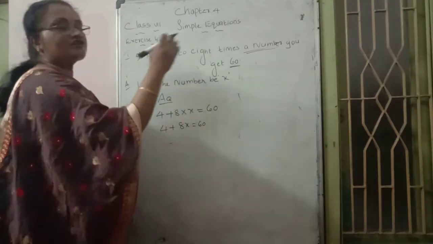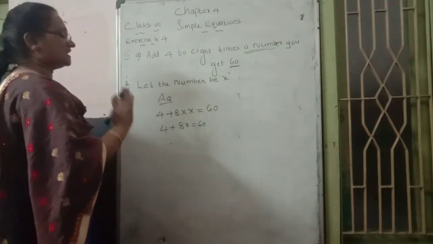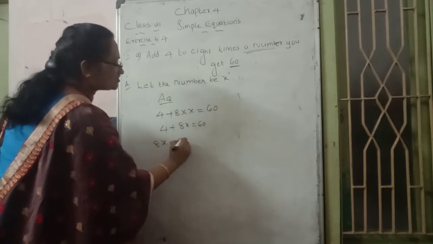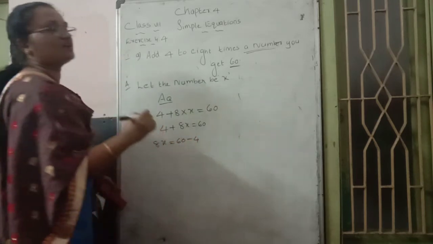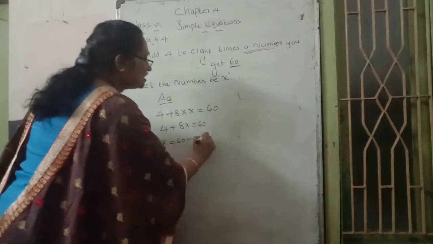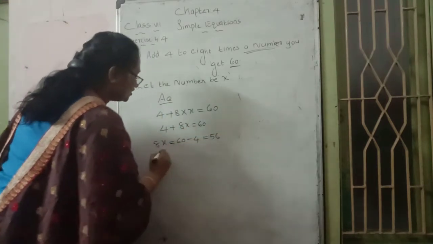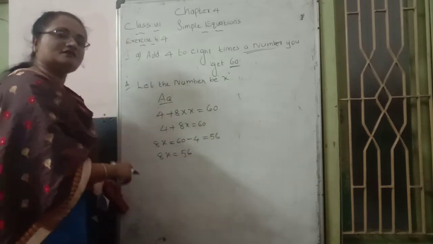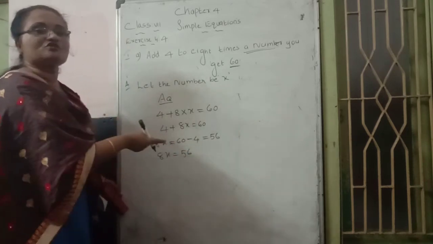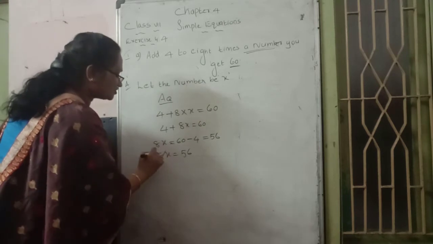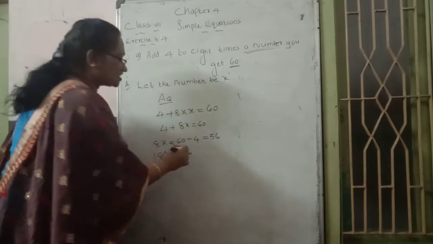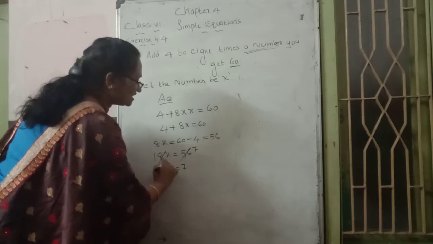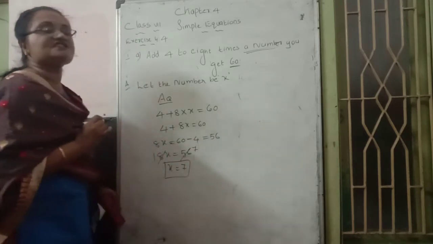First, the constant 4, send it to the right side. Plus 4 goes to the opposite side, change it to minus 4. 60 minus 4 becomes how much? 56 will come. So 8x value becomes how much? 56. Right and left cancellation possible or not? Yes. 8 table: 8 ones are 8, 8 sevens are 56. Therefore x value becomes how much? x becomes 7 is the answer.